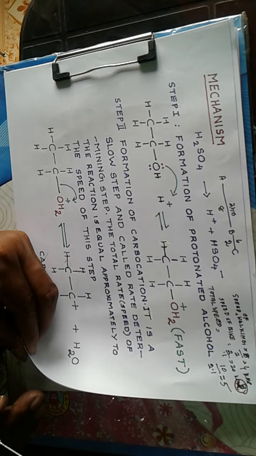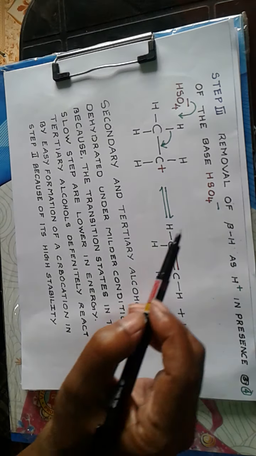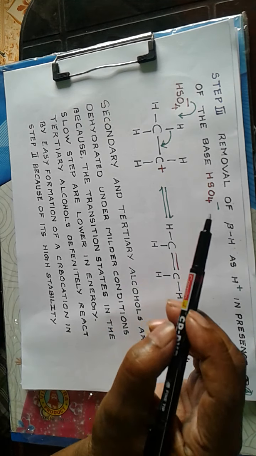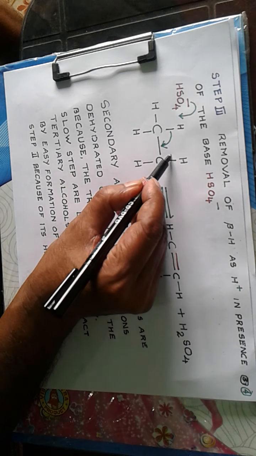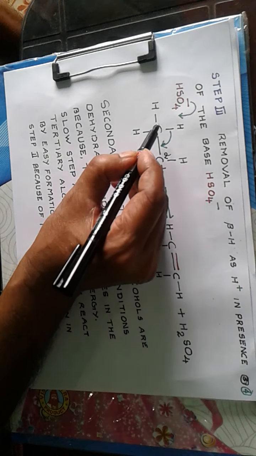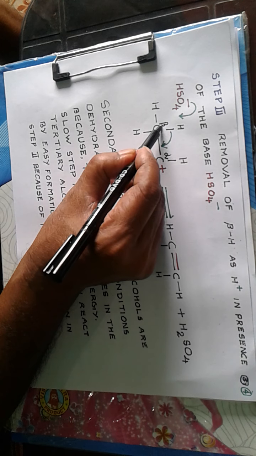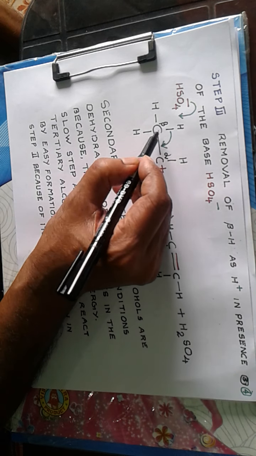Now coming to step 3, removal of beta H as H positive in presence of the base. The base is needed for removal of beta hydrogen. This carbon is alpha carbon, this carbon is beta carbon. Now the hydrogen connected to beta carbon is called beta hydrogen, and here the base is HSO4 negative.